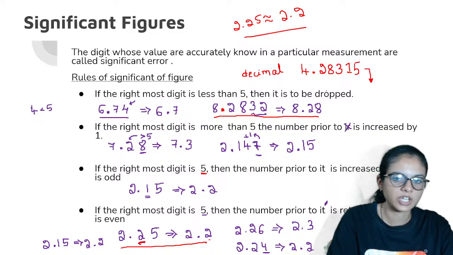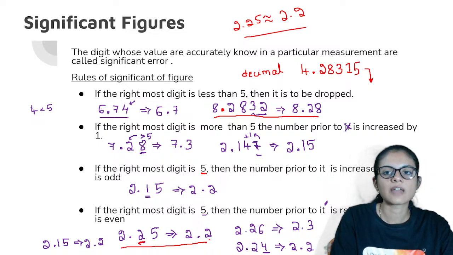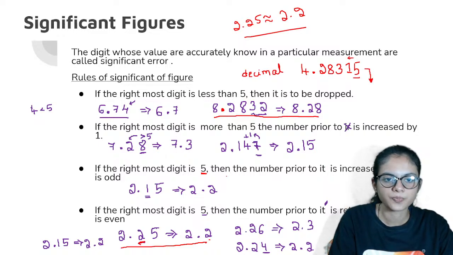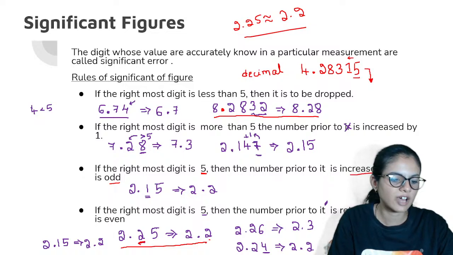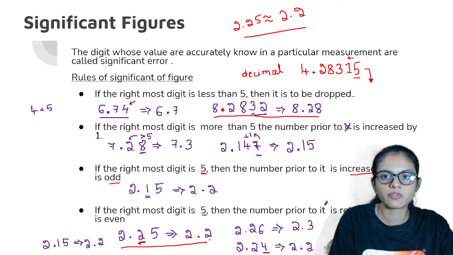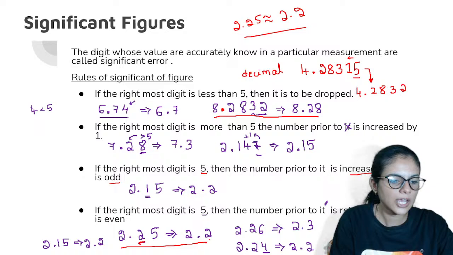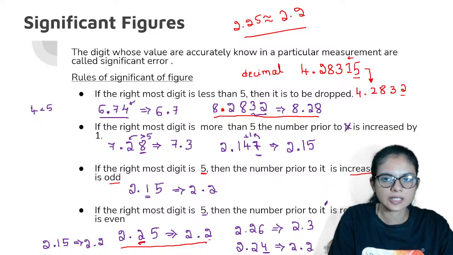So one by one we have to approach this. I will go to the rightmost number. I can see it is 5. If it is 5, I will see the prior number. The prior number is odd, and if the prior number is odd, we have to increase the prior number by 1. So it will get converted into 4.2832.